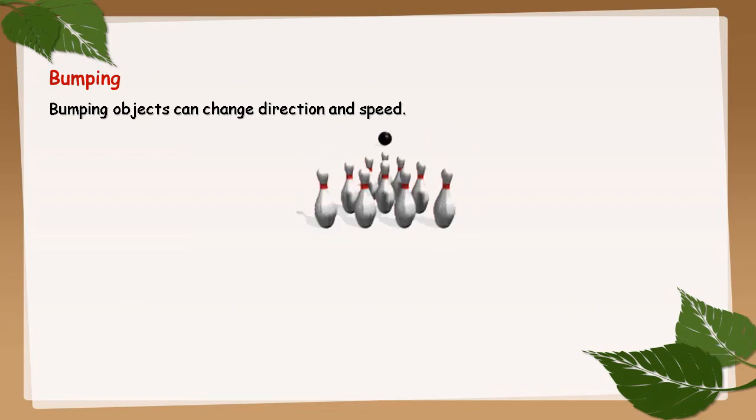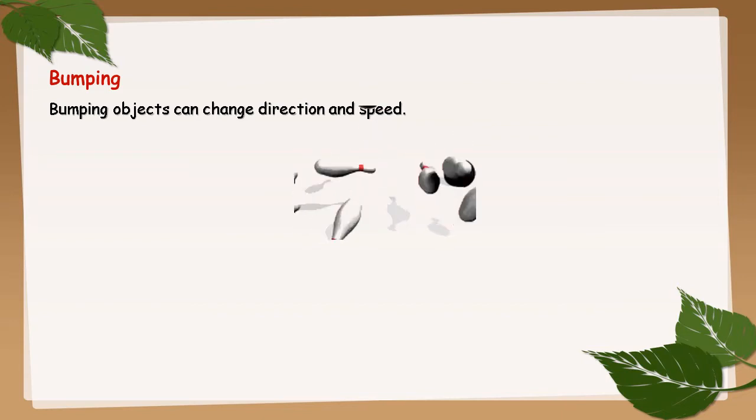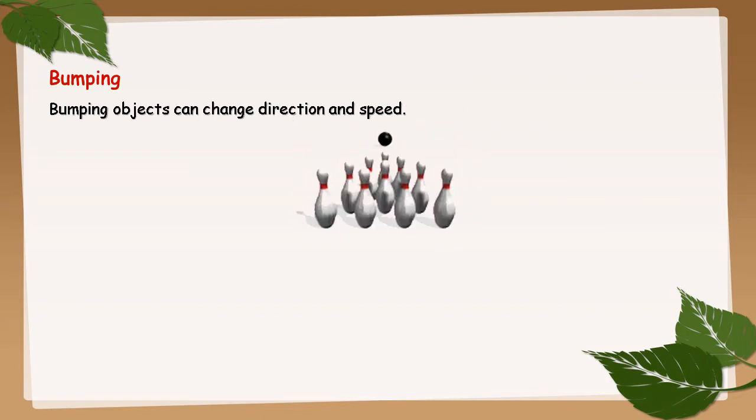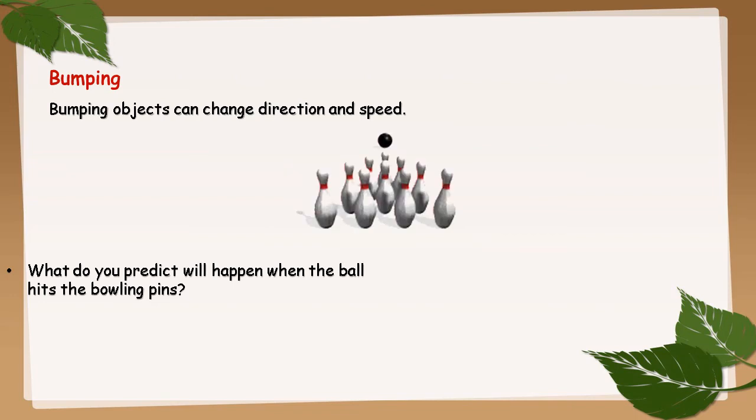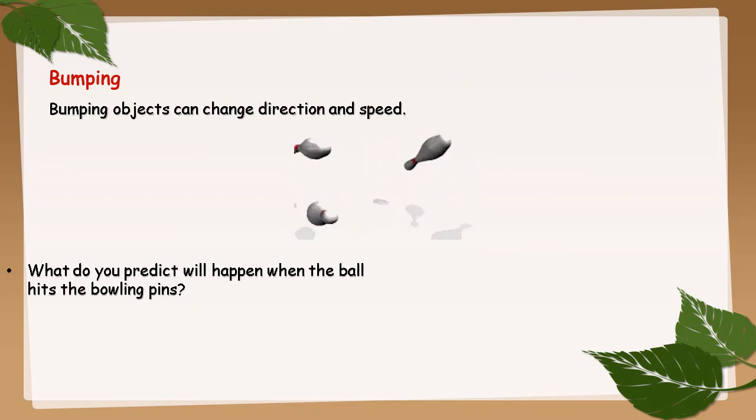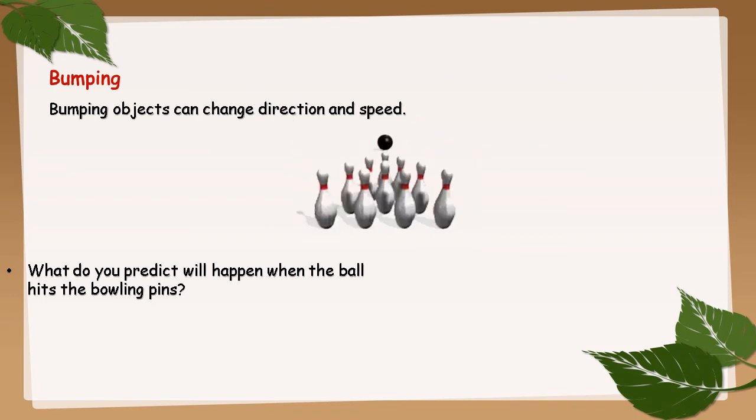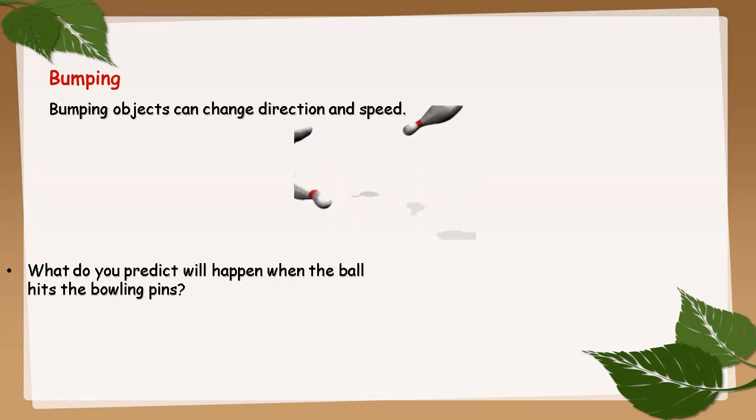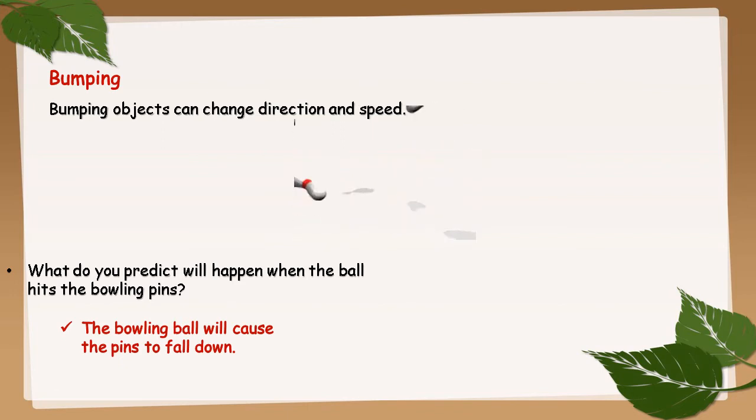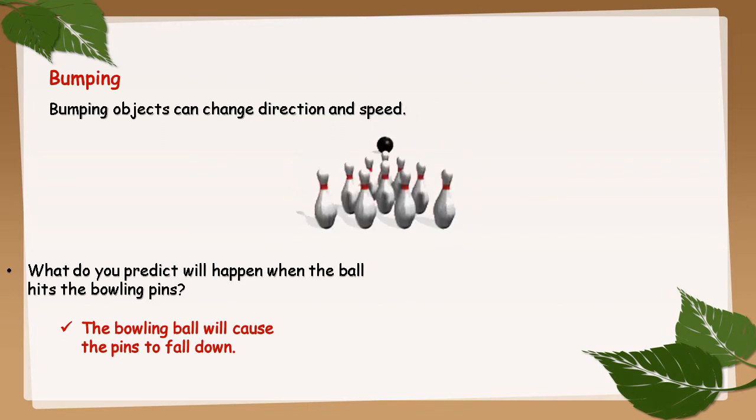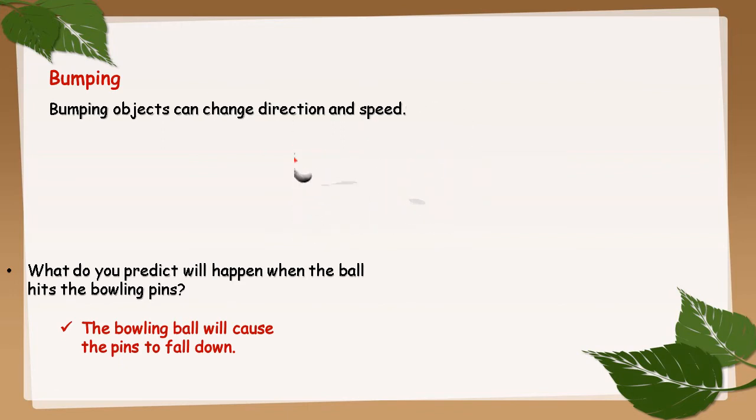Let's take a look at this picture of some bowling pins and a bowling ball. And let me ask you this question. What do you predict will happen when the ball hits the bowling pins? Let's think about it. Well done! The bowling ball will cause the pins to fall down.